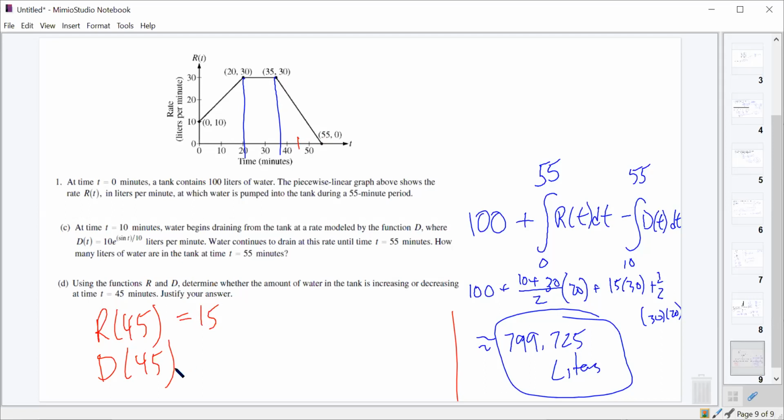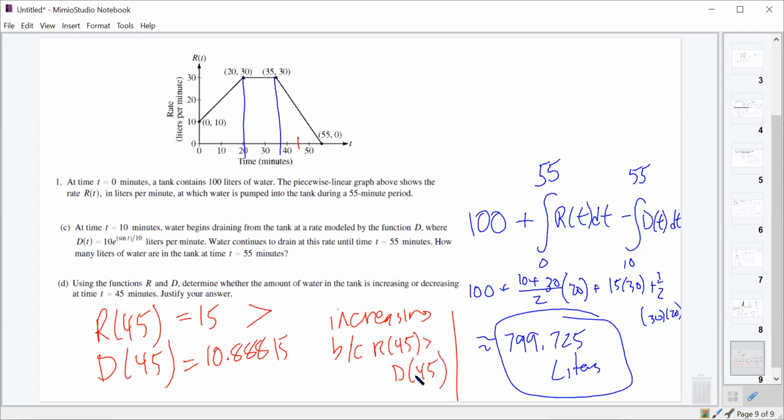And D of 45, I couldn't tell you what 10 times e to the sine of 45 divided by 10 is, but this thing will. Let me see here. Go back to that. 10.88815. And since R of 45 is greater than D of 45, the amount that it's being pumped in is larger than the amount that it's draining out, which means that it should be increasing, because R of 45 is greater than D of 45. Does that make sense or no? Any questions there on that one?